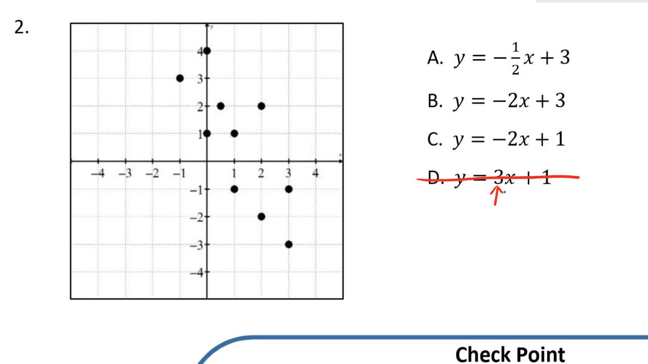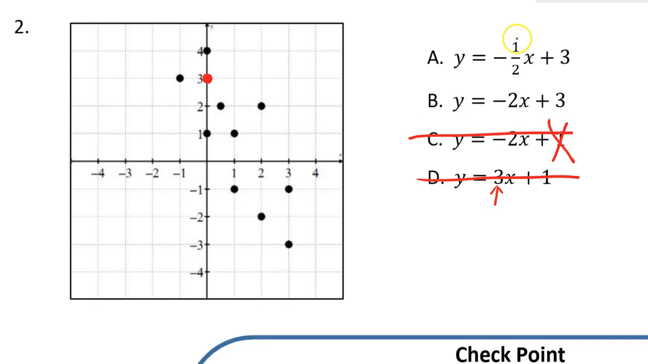Now we want to look at the y-intercept. Does it have a +3 or a +1 y-intercept? Well, here's the majority of the data. The majority of the data is above 1, so I'm going to say that this data probably has a y-intercept of 3 if we were to draw a line of best fit. So I'm going to eliminate answer choice C because of the y-intercept.